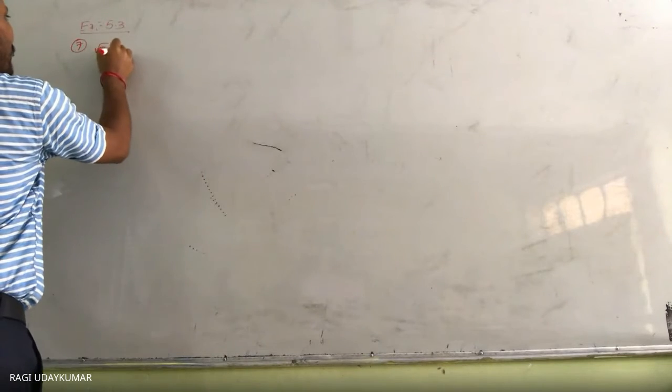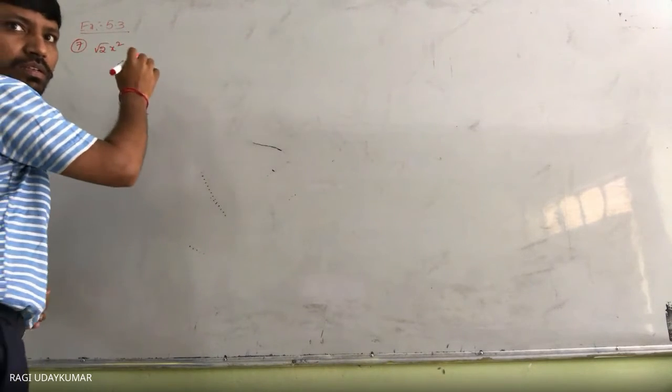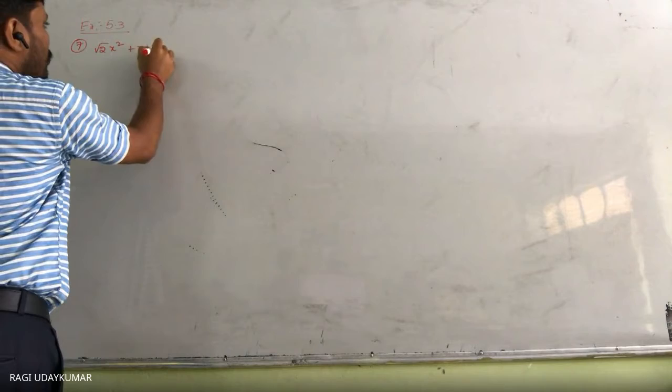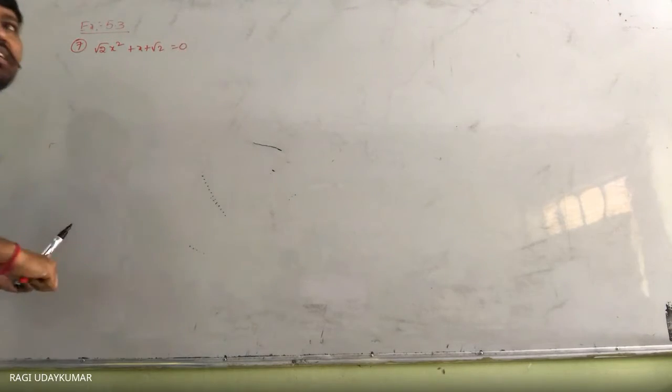Root 2 x square plus x plus root 2 is equal to 0 is the given equation. What are the a, b, c values here?